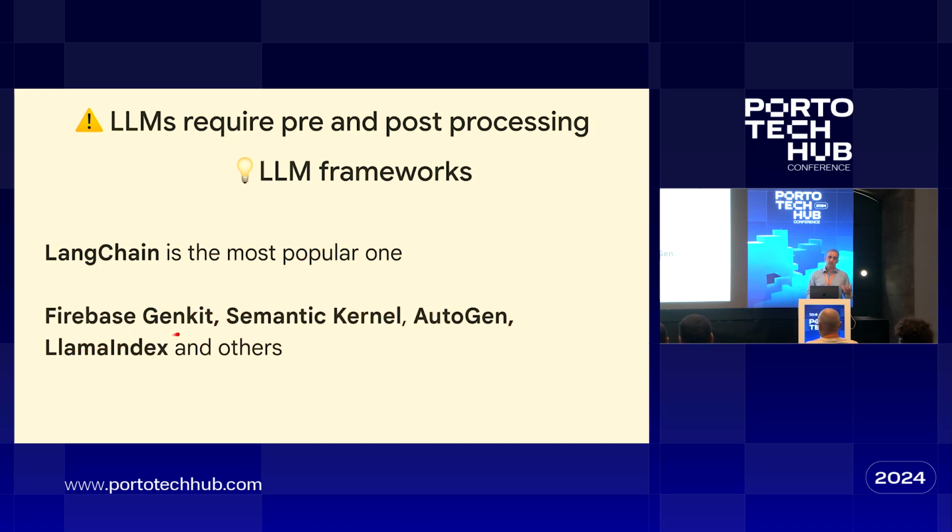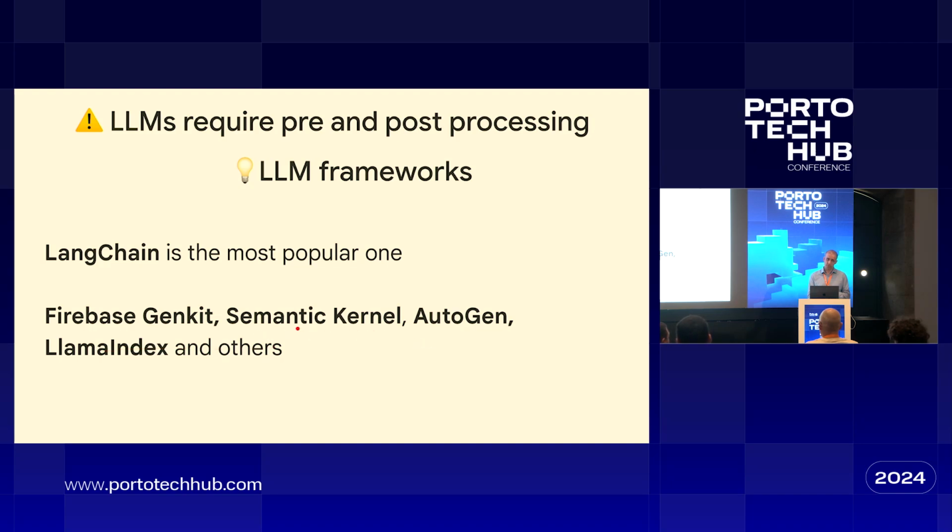There's Firebase Genkit from Google. There's Semantic Kernel from Microsoft. There's AutoGen also from Microsoft, but I think AutoGen is merging into Semantic Kernel. There's LlamaIndex, which is a RAG solution. It was a RAG framework, but now it's also trying to generalize and become a more general purpose framework like LangChain. So these are all frameworks that you can look into.